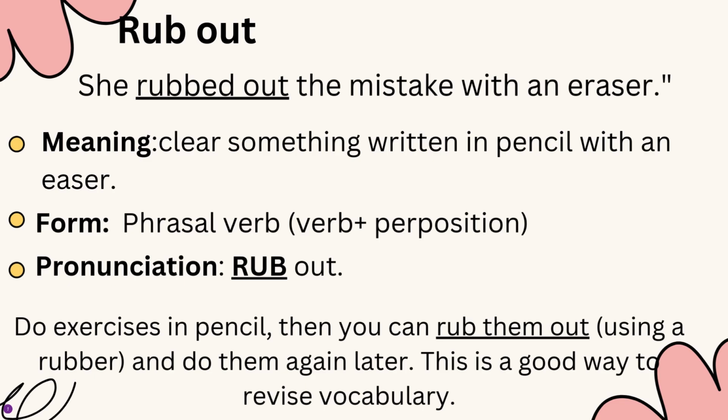Rub out means to clear something written in pencil with an eraser. It's a phrasal verb, here rub with the preposition out. So let's check the pronunciation this time. Rub and out, and then we link the sound: rub out.